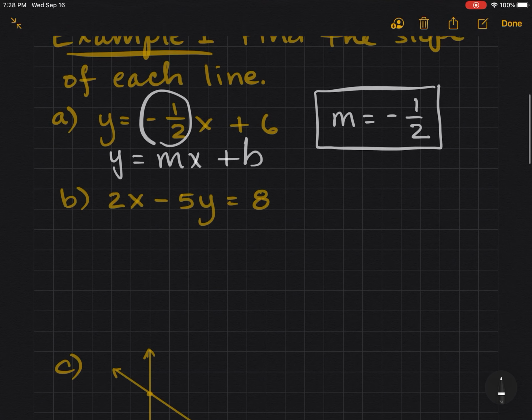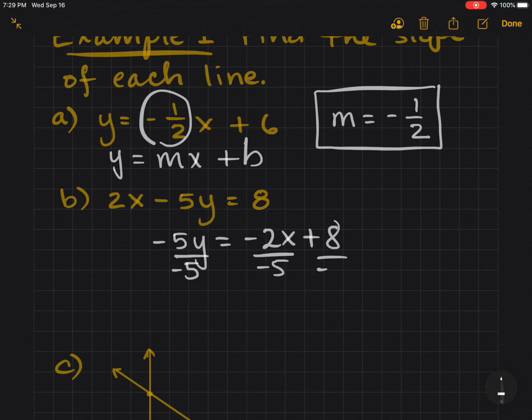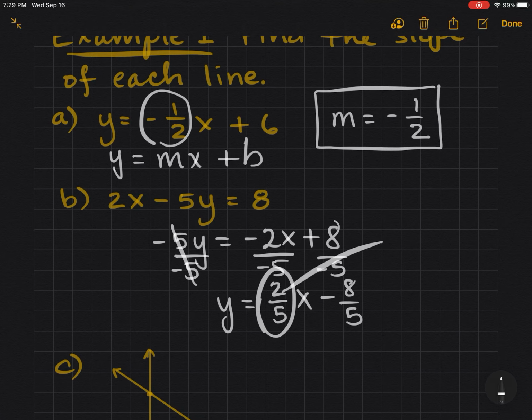Now here, notice that it's not in slope-intercept form. So we're going to have to manipulate the equation. There's also another little shortcut I might teach you guys later. Anyway, we're going to divide both sides by -5. And already we can see that the slope is 2/5. So that's it. 2/5.